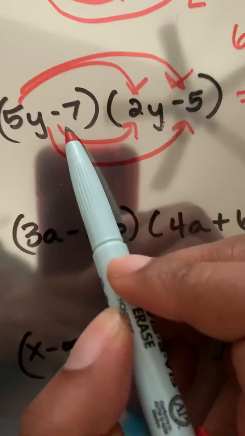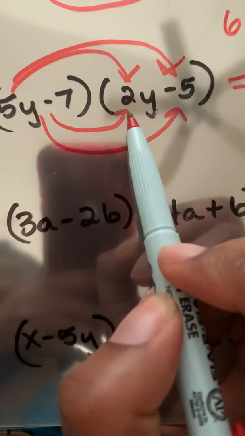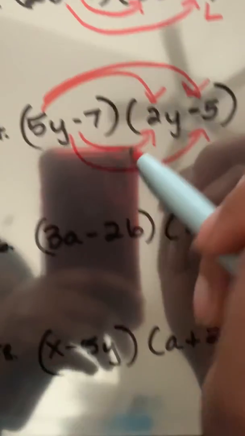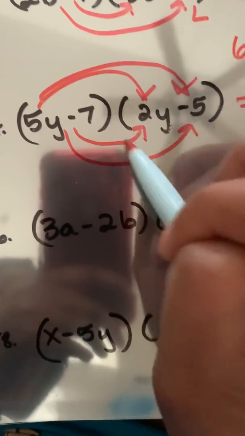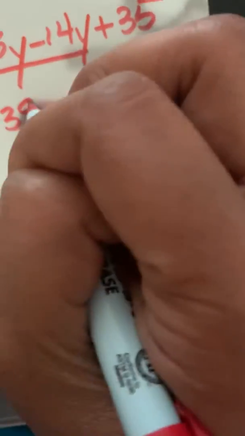Here, -7 times 2 is -14y. And last, -7 times -5 is +35 in your calculator. You're going to combine like terms here. Bring down your 10y squared. -25 minus 14 is -39y, plus 35.